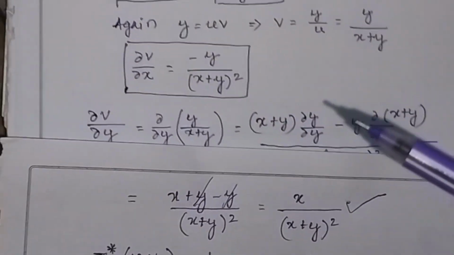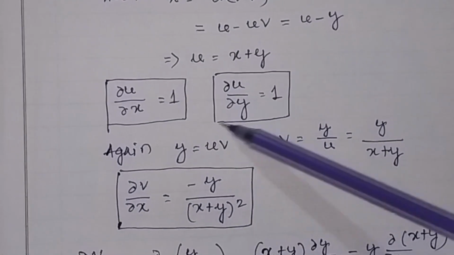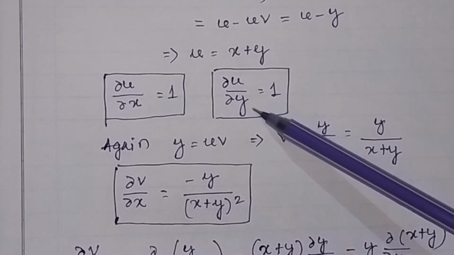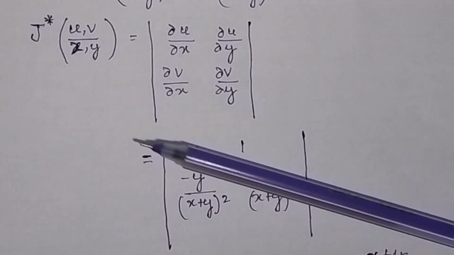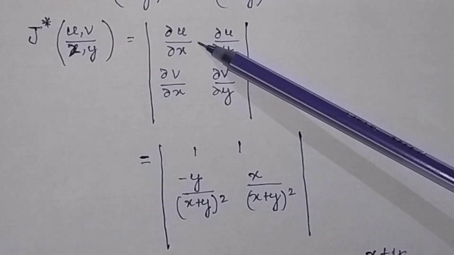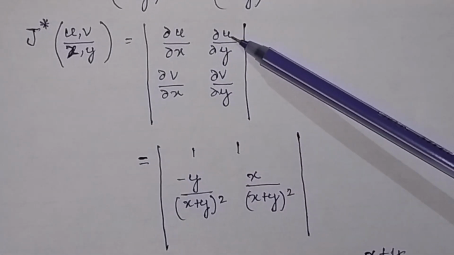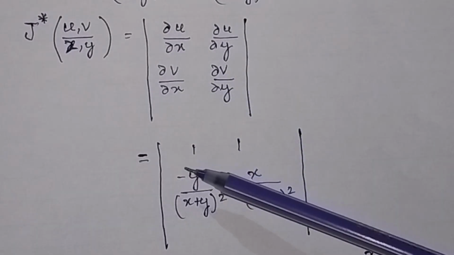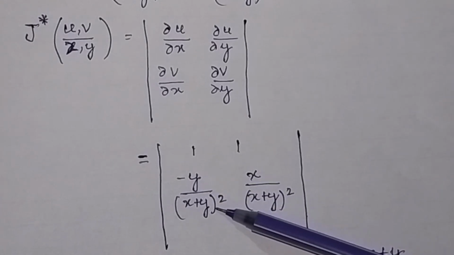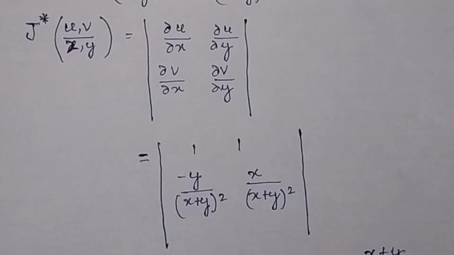So we have found the partial derivative of v with respect to x, of v with respect to y, of u with respect to x, and of u with respect to y. Now substitute these values into the determinant, the Jacobian of uv with respect to xy: the partial derivative of u with respect to x is 1, of u with respect to y is 1, of v with respect to x is minus y divided by x plus y whole square, and of v with respect to y is x divided by x plus y whole square.